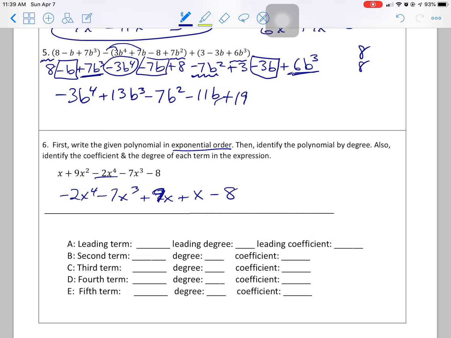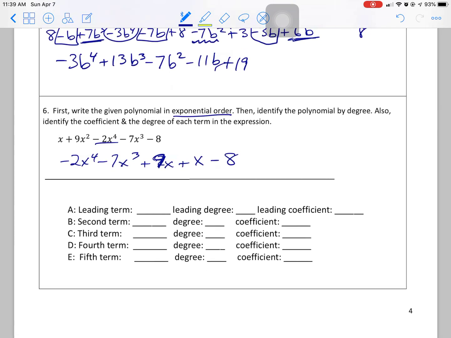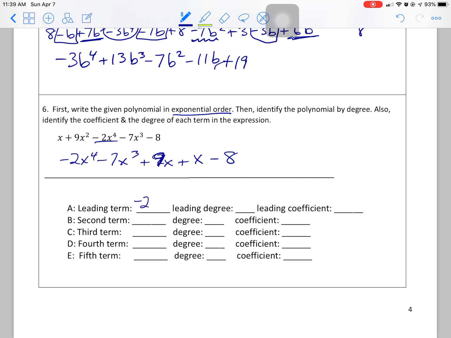Okay. Anything else? Identify the polynomial by degree, also with the coefficient and degree. Oh, that's this thing. So the leading term is the first one. Leading degree is the first exponent. Leading coefficient is the first numerical coefficient. Second term, degree is 3, coefficient negative 7. Third is 9x, degree of 1, coefficient of 9. Fourth is just an x, degree of 1.